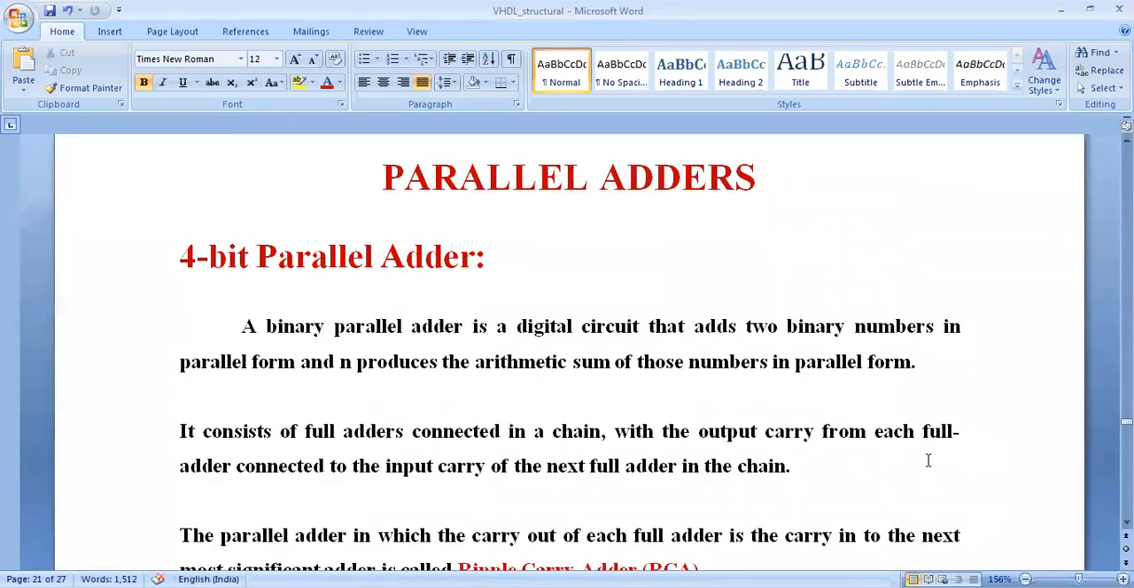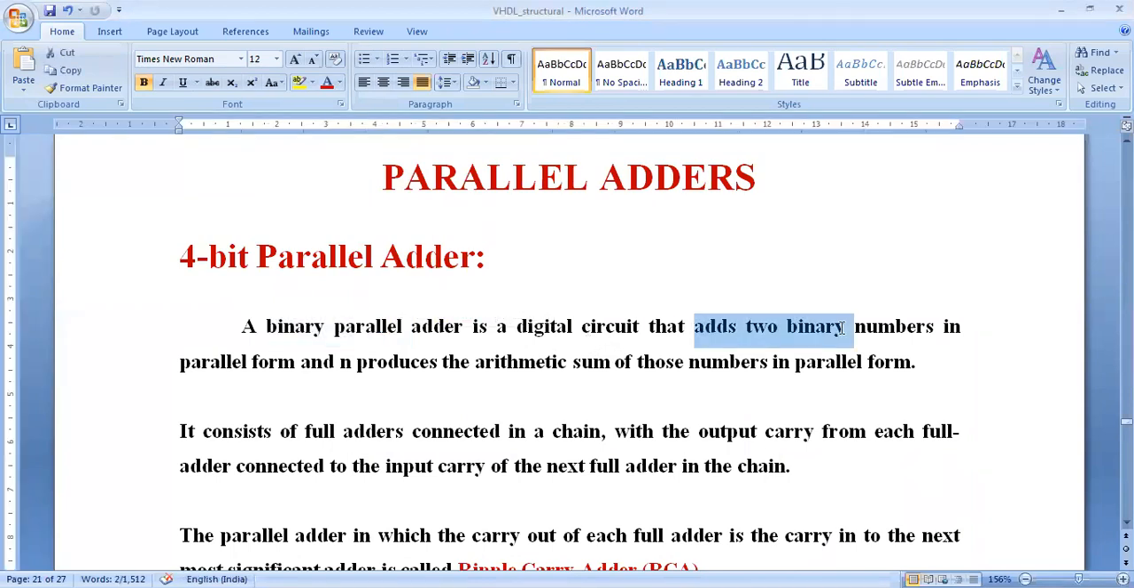Here the next topic is parallel adders. Half adders and full adders are limited by the size of the bits. Now in parallel adders, we can add a larger number of binary digits. A binary parallel adder is a digital combinational circuit that adds two binary numbers in parallel form and produces the arithmetic sum of those numbers in parallel form.